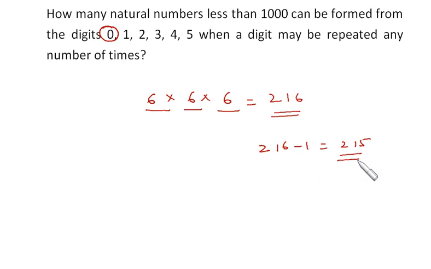It's very, very important because if you're appearing for any competitive exam, in the options you may get both 215 and 216, right? So be very, very clear about the concept.